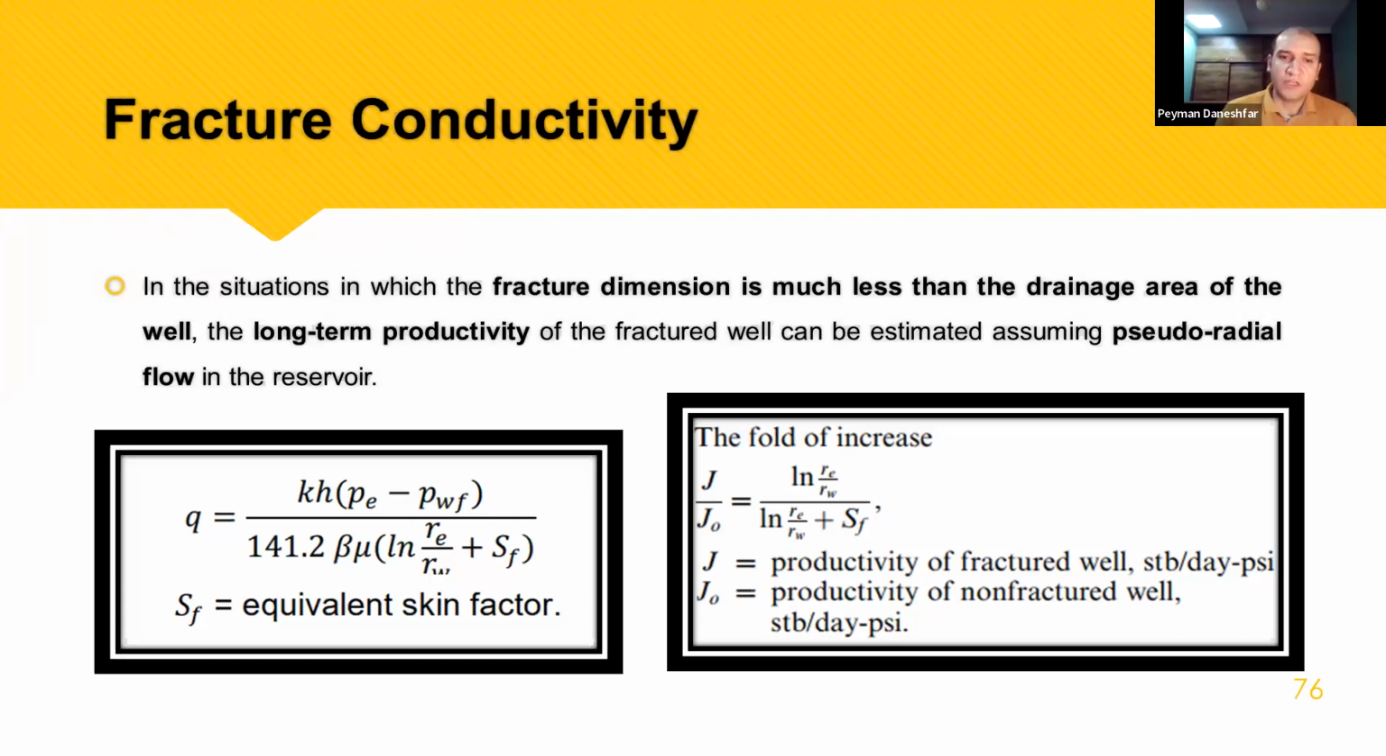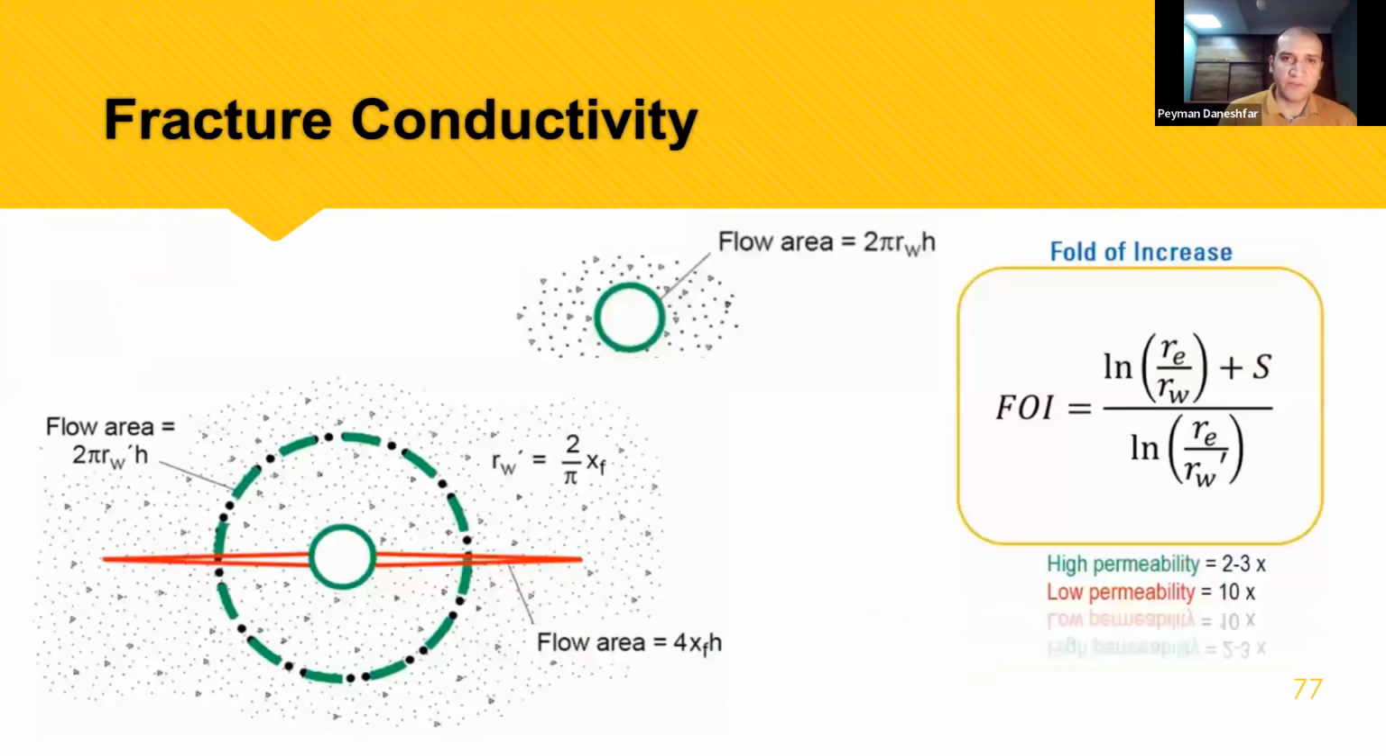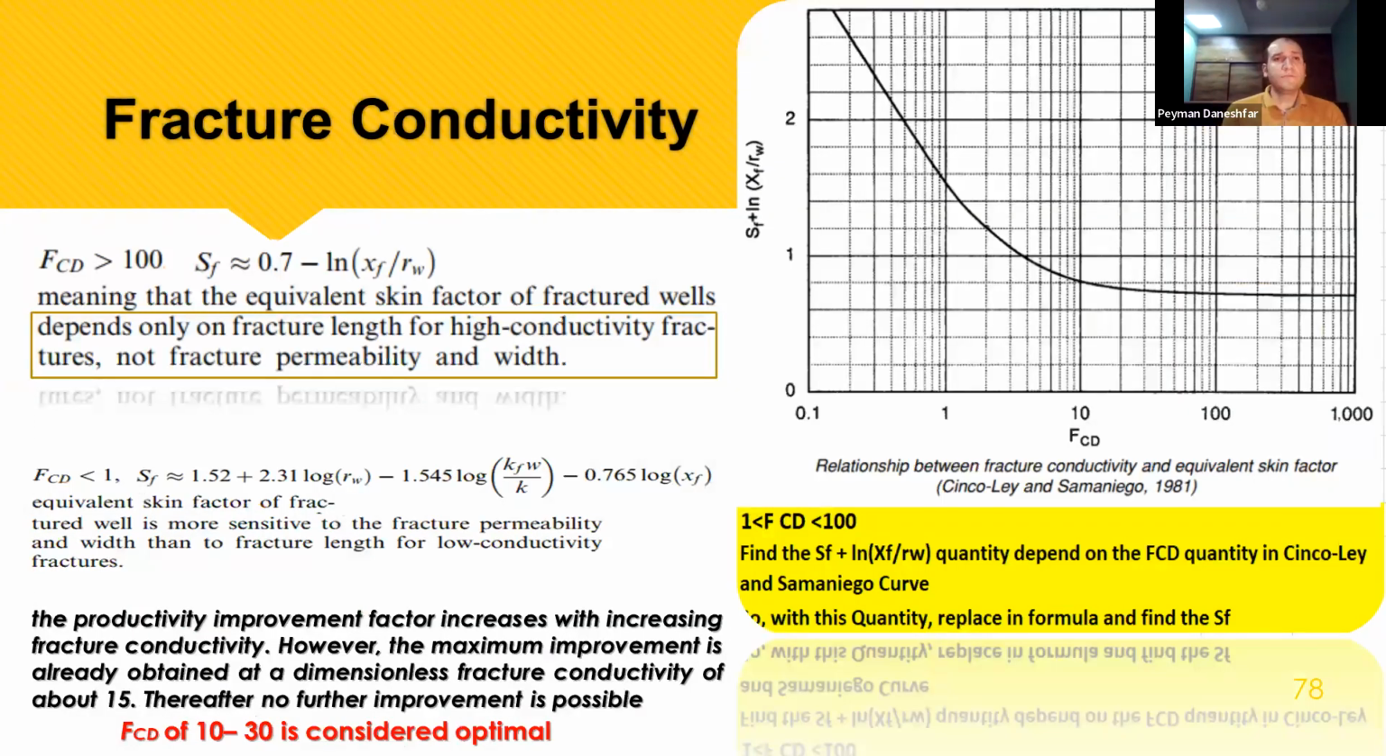A skin factor that in the next slide I will show another formula that we can find for the fall-off increase, this one. And in the next slides, I want to show how we can find a skin factor with the fracture conductivity. If our fracture conductivity is greater than 100, we can use this formula to find a skin factor and put it in our fall-off increase.